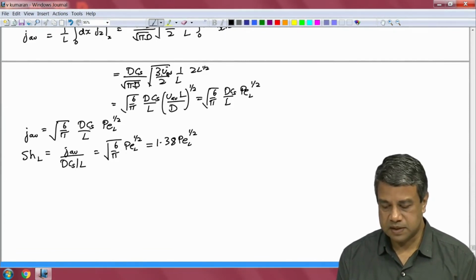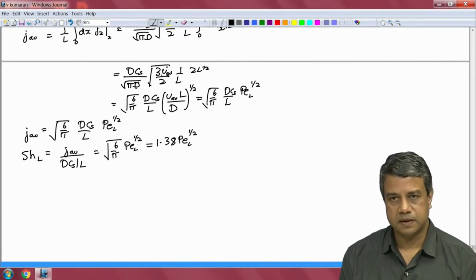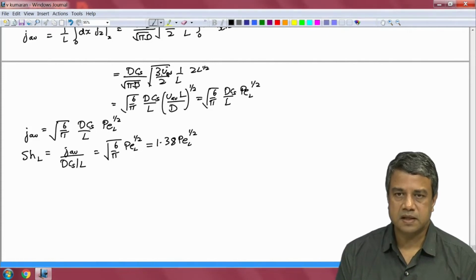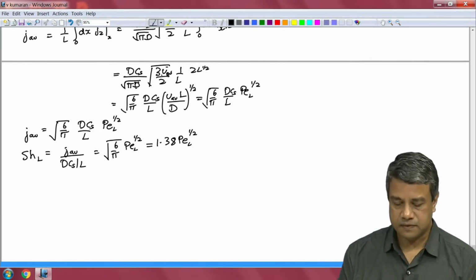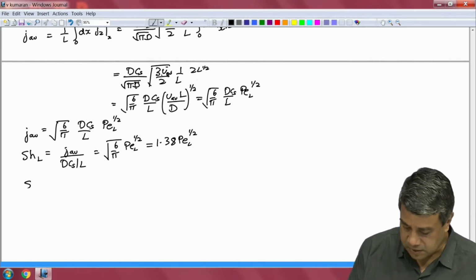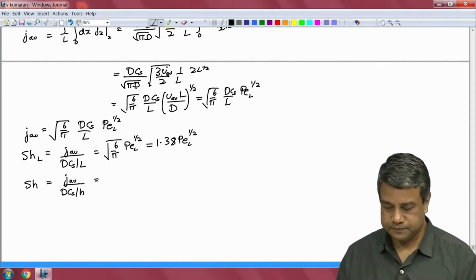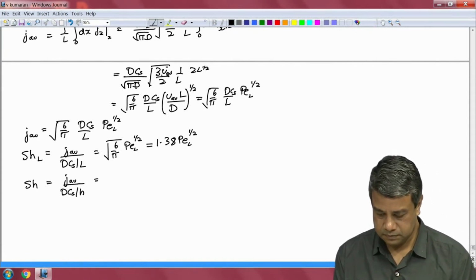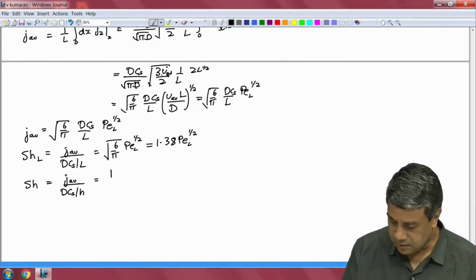Usually the Sherwood number is expressed not in terms of the length, but in terms of the thickness of the film. In this case, if the penetration depth is small compared to the thickness, physically the thickness is not a parameter, but usually in these kinds of correlations it is expressed in terms of the thickness of the film. So, the actual Sherwood number when based on the thickness will be equal to J average by D Cs by H, which is equal to H by L.